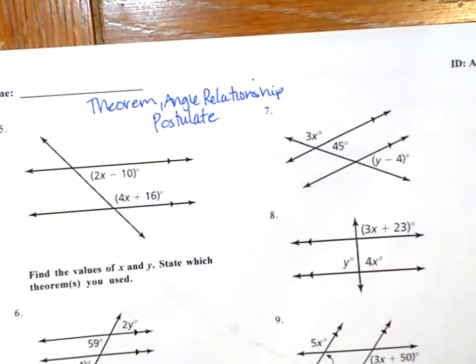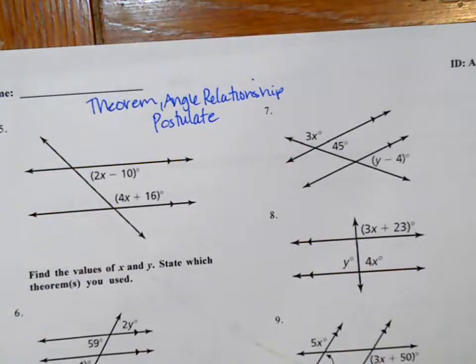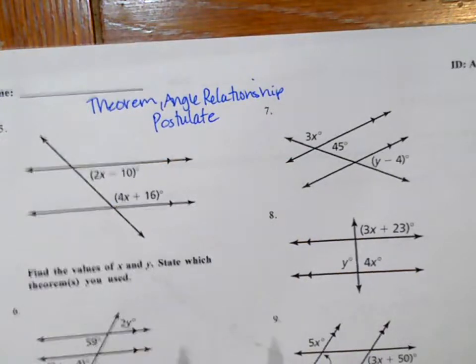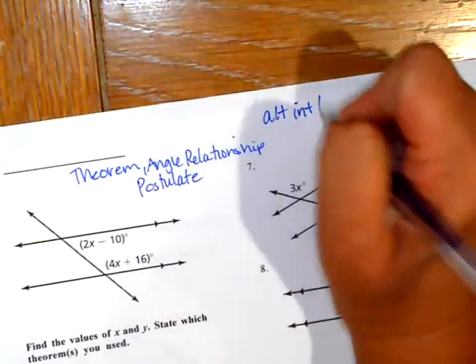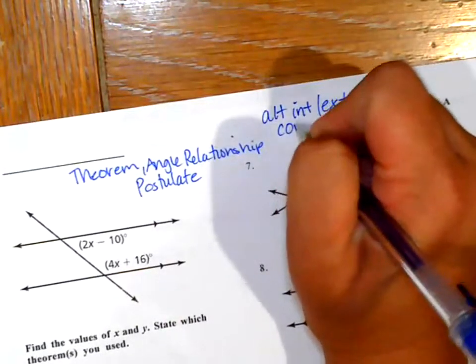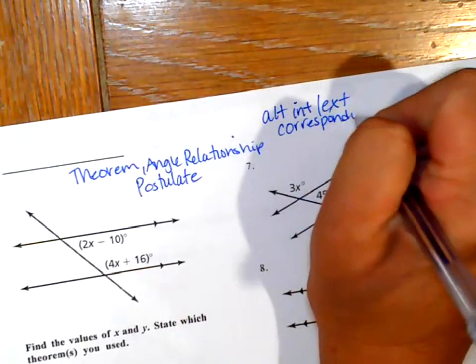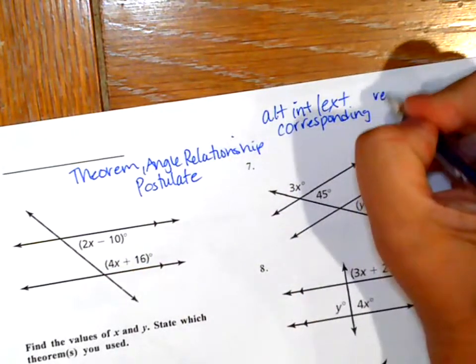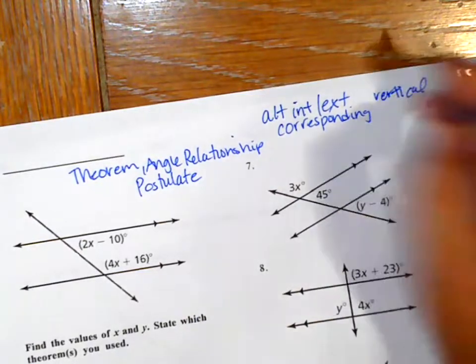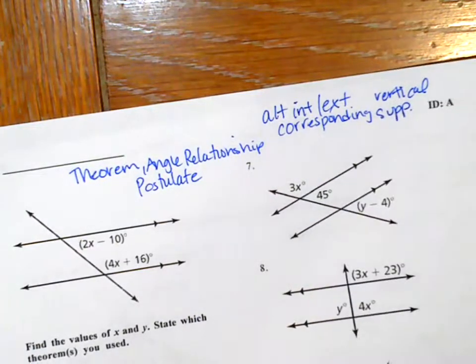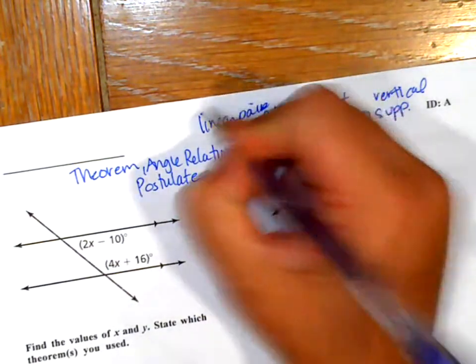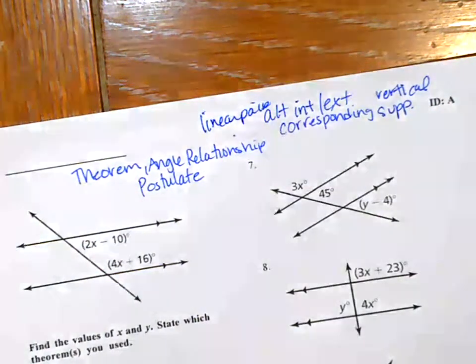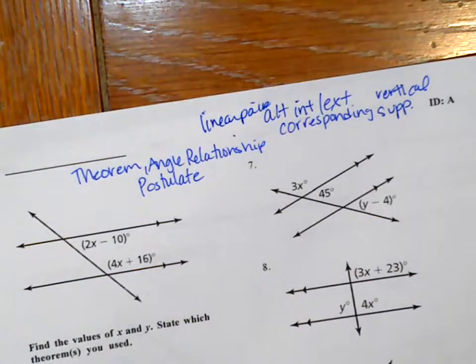Okay. And when we ask those things, we're asking for the stuff we've been going over this whole time. So we're asking for things like alternate interior or exterior, corresponding, vertical, or supplementary, linear pair, all those ones we've been going over in class. And remember, you only have 2 options all the time. Your options are going to be they're equal to each other or they're equal to 180.